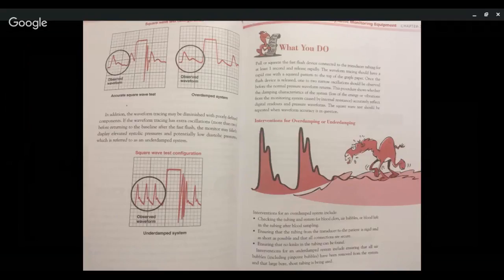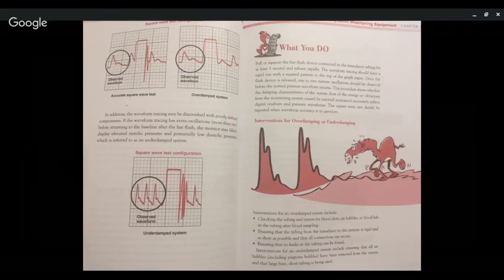So what you would do, you would pull or squeeze the fast flush device connected to the transducer tubing for at least 1 second and release rapidly. So you just basically pull down on it, until it flushes the system. The waveform tracing should have a rapid rise with a squared pattern to the top of the graph paper. Once the flush device is released, 1 to 2 narrow oscillations should be observed before the normal pressure waveforms return.